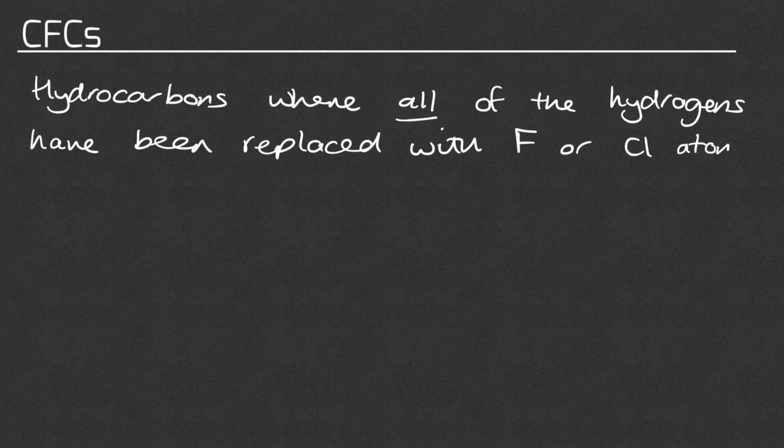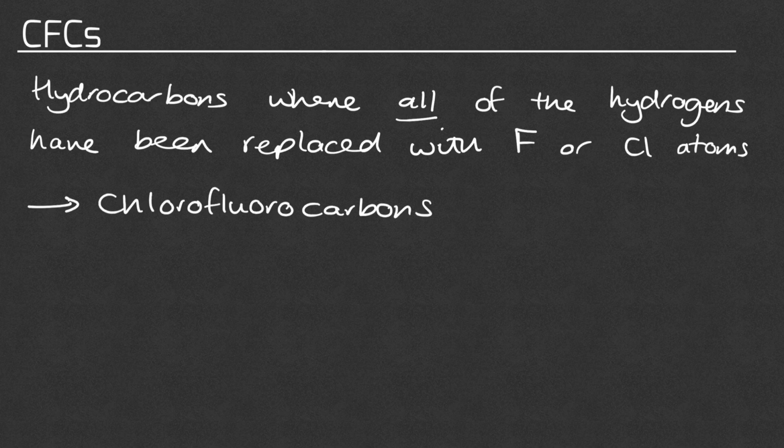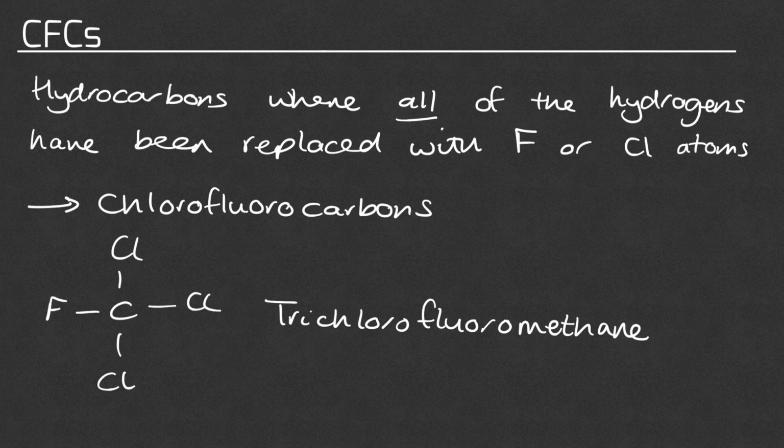We're now going to look at a chemical called CFCs and the effect they have on the environment. A CFC is a hydrocarbon where all of the hydrogens have been replaced with either fluorine and/or chlorine atoms. We call these chlorofluorocarbons, CFCs. So, for example, this would be a CFC, as all the hydrogens have been replaced by chlorine or fluorine atoms. This molecule would be called trichlorofluoromethane.